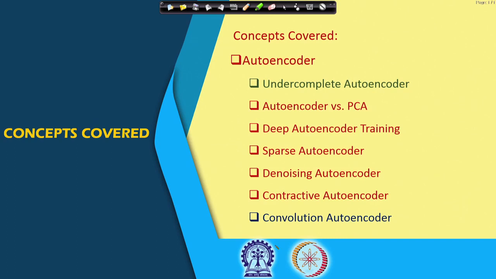Today, in this lecture, we will discuss autoencoder versus principal component analysis. That is, whether principal components and the autoencoder outputs are related, and if they are related, how they are related, what is the similarity and what is the dissimilarity between these two. And then in subsequent lectures, we will discuss other autoencoder topics like training of autoencoders, sparse autoencoder, denoising autoencoder, contractive autoencoder, convolution autoencoder and all that.